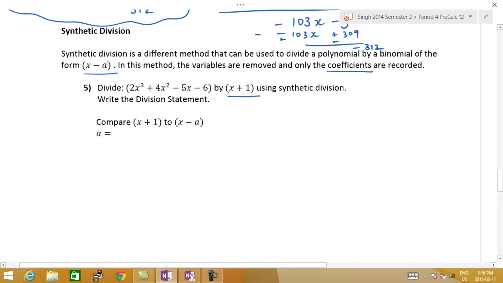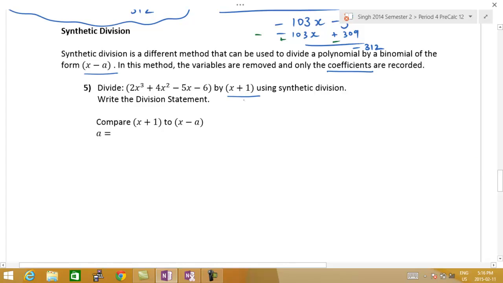Because we're dividing by x plus 1, first we have to put it in the form of x minus a. Now only expressions with no leading coefficient will work here. So if you were dividing by something like 2x minus 1, it won't work with synthetic division. We can't do expressions like that. We just have to have this x term with no leading coefficient in front. Alright, so let's erase that and work with this example.